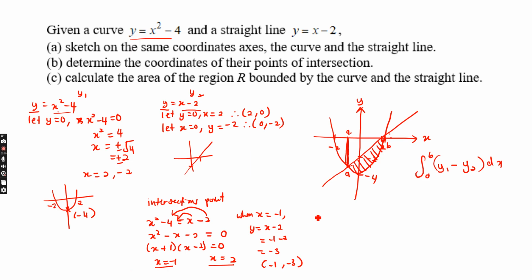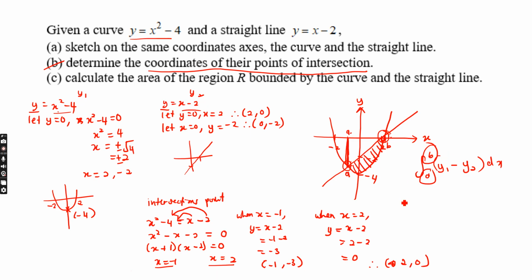And then another one is when x is equal to 2. So we have y equal to x minus 2, and then substitute 2 inside this, you get equal to 0. So you get another coordinate which is 2, 0. Now you're done for question B, where they ask you to determine the coordinates of the points of intersection. So this point of intersection is the one that you can use to find the value of A and B.